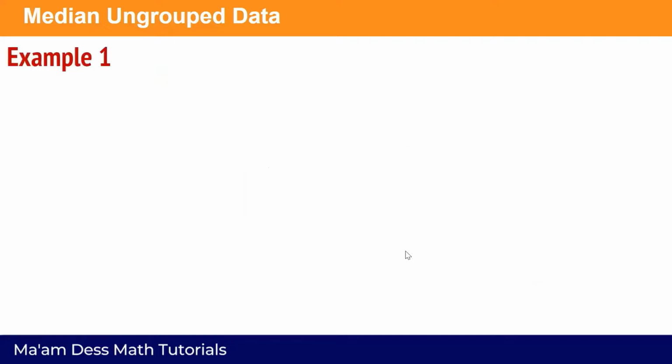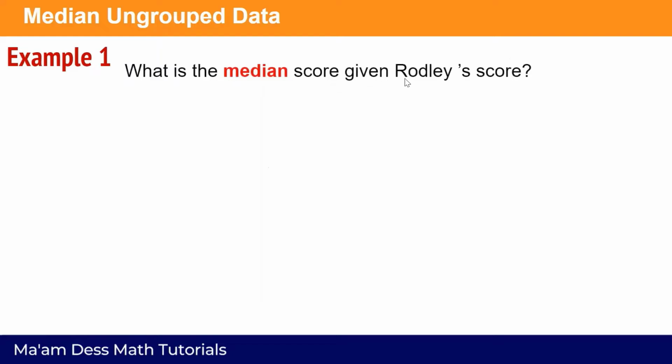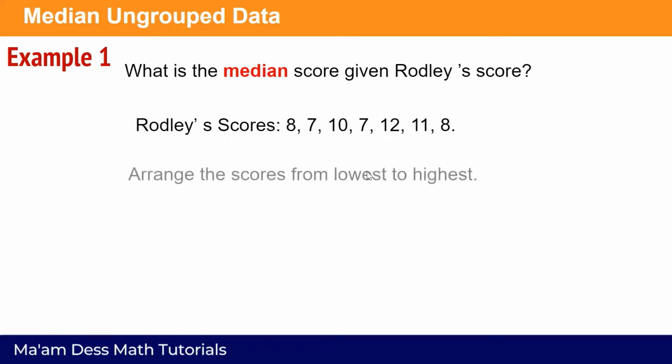Next, example 1. What is the median of the scores given? Rodley's scores are 8, 7, 10, 7, 12, 11, and 8. So for you to easily identify the median of these scores, let us arrange them from lowest to highest. So we have 7, 7, 8, 8, 10, 11, and 12. So again, we have 1, 2, 3, 4, 5, 6, 7. So 7 scores. So just look for the middle. Which do you think is the median or the middle score?